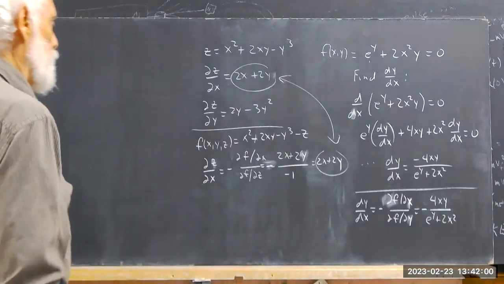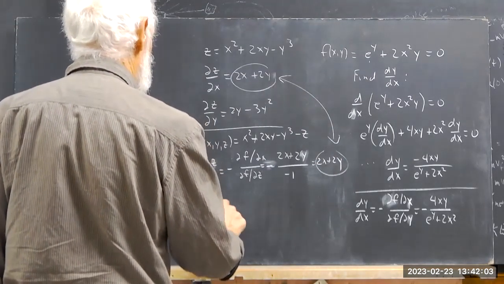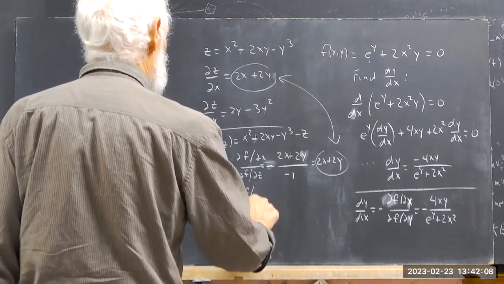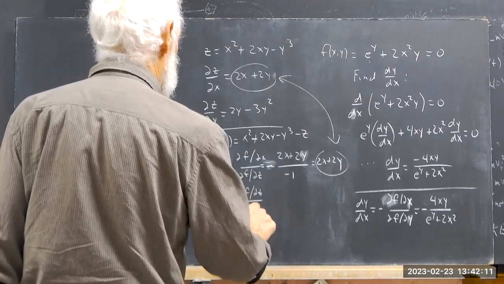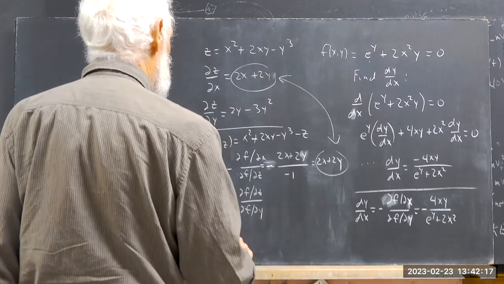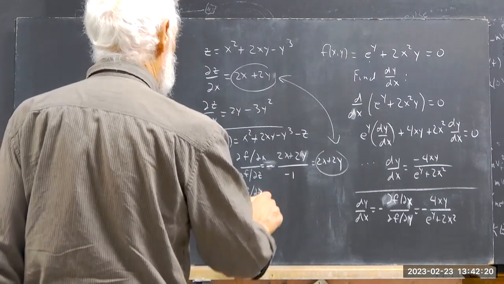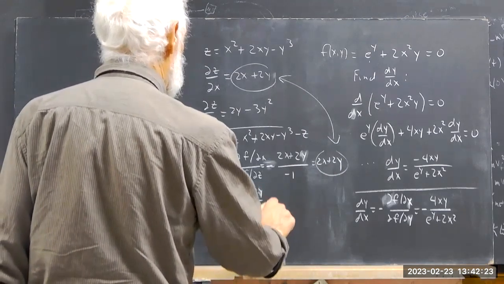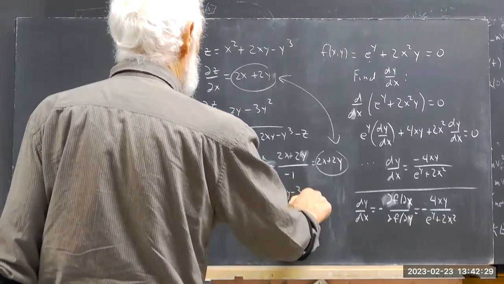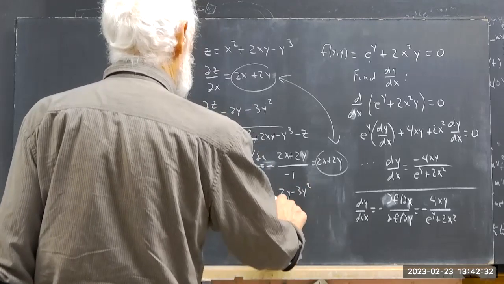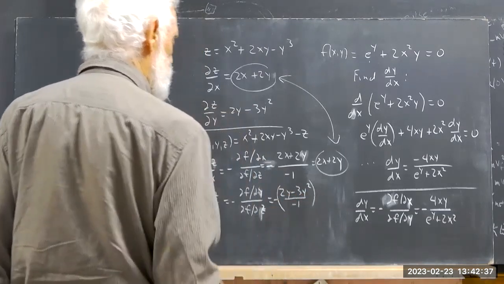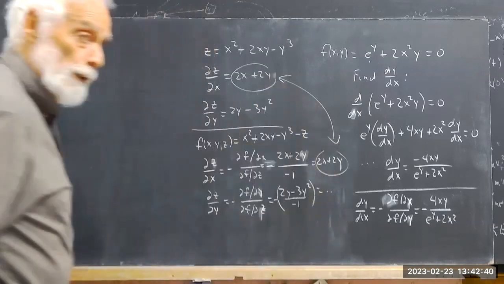Okay, well, you can do the same. Partial of z with respect to y, it's going to be negative partial f with respect to y divided by partial of f with respect to z. And that's going to be, again, your 2y minus 3y squared, negative of that over the partial f with respect to z, which is again negative 1. And that's going to match. Okay.